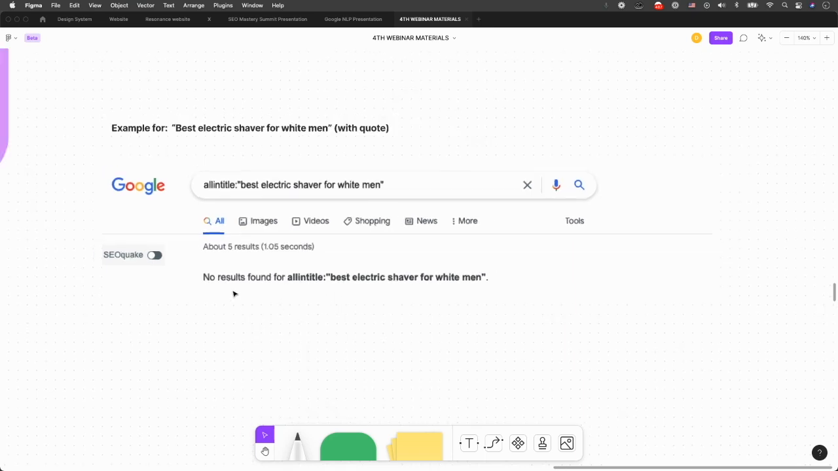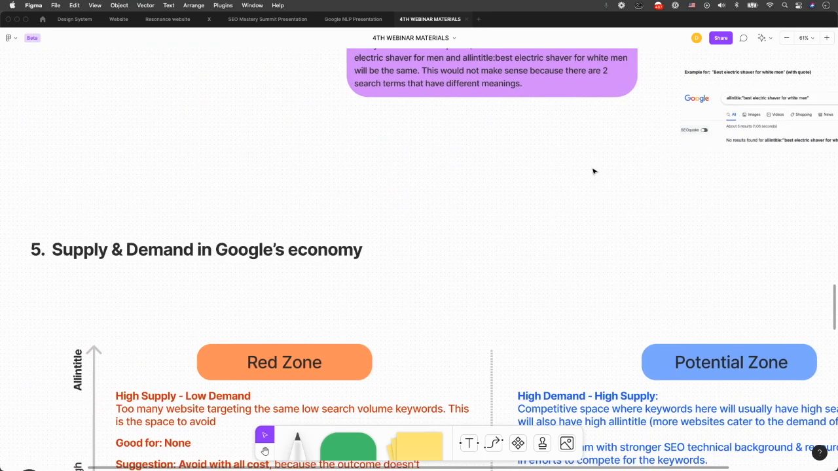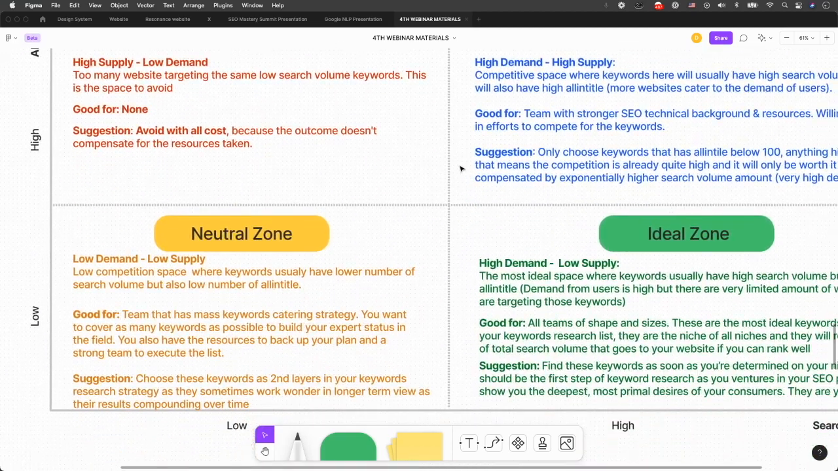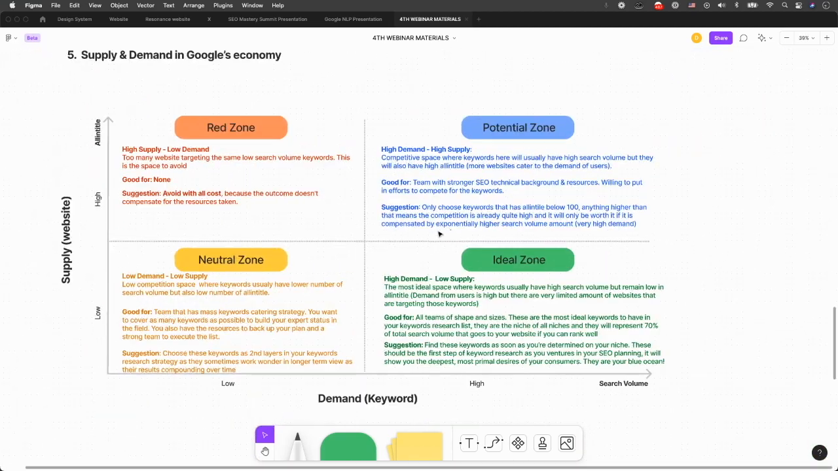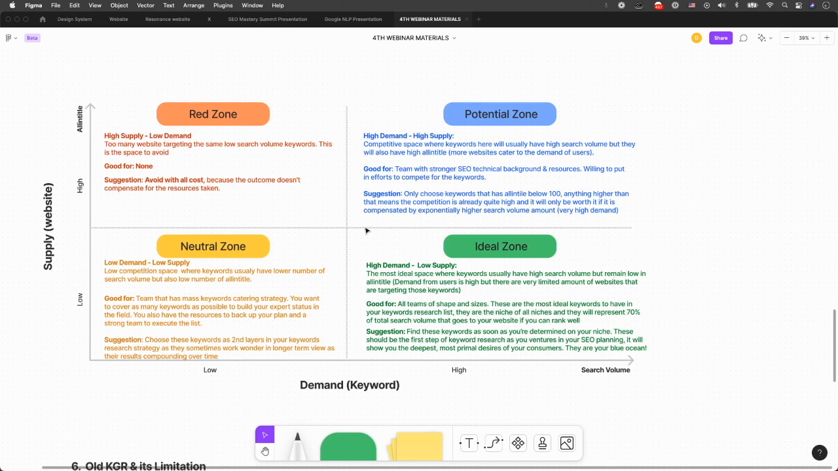So with that cleared up, I'm going to move on to the next part. Now let's go into the zones. I love this graph. Now that you see that supply and demand break down into four different zones, we'll go into each zone. The first zone we call the red zone. It's very high supply and low demand. High supply means there are so many allintitle results, yet the search volume is very low.